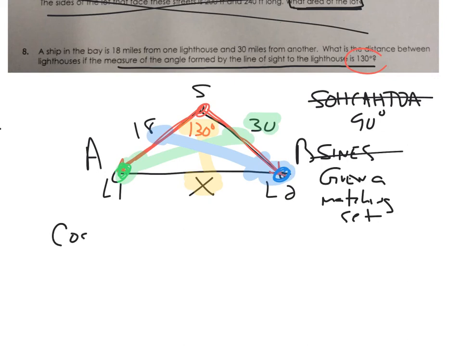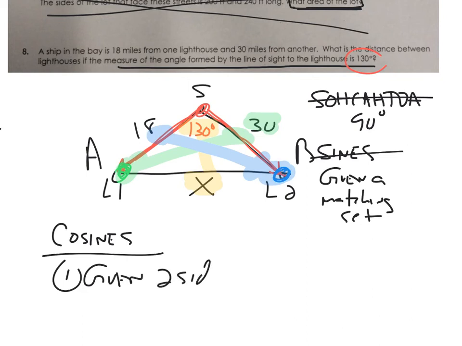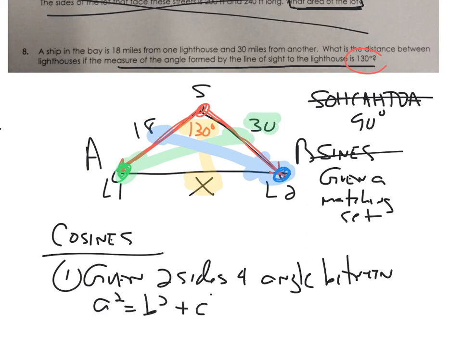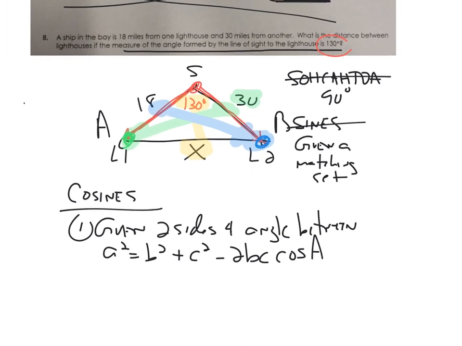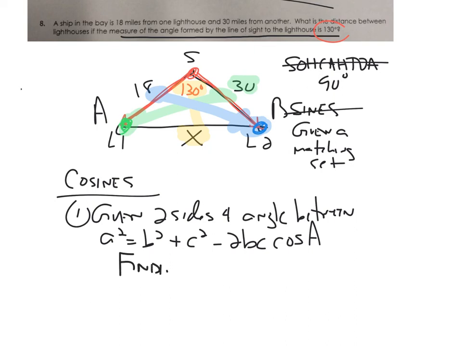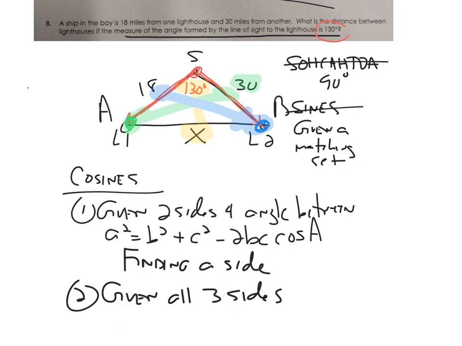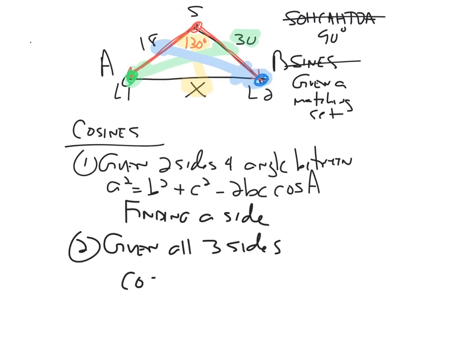Here, to use the law of cosines, there's two forms. Number one is if you're given two sides and the angle between. If that's the case, then you're going to be using the law of cosines that says a squared equals b squared plus c squared minus 2bc times the cosine of A. That's the law of cosines if you're finding a side. You could also use the law of cosines if you're given all three sides and you have to find an angle. If that's the case, then you'll use the law of cosines that says the cosine A equals b squared plus c squared minus a squared over 2bc.